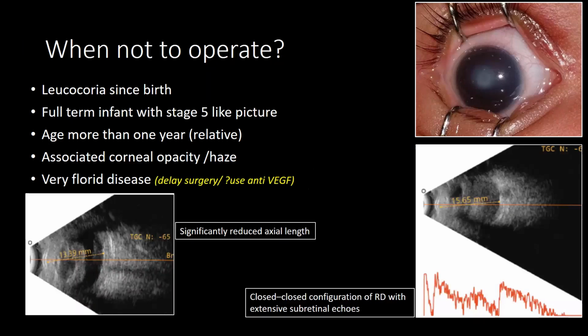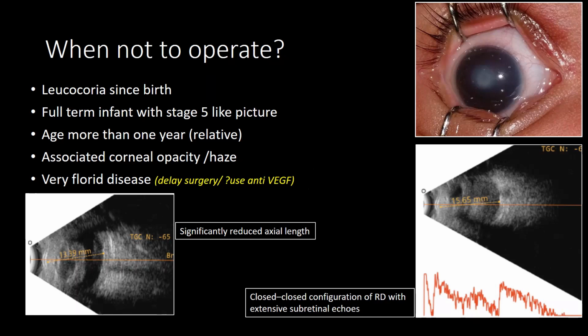Important is when not to operate. So you have leukocoria since birth. Remember, a baby is not born with ROP. And if you have leukocoria at birth, that means you are dealing with something else. So prognosis significantly changes. Again, a full-term infant with a stage 5-like picture, unlikely it is ROP. You look for incontinentia, or Norrie disease, other options.